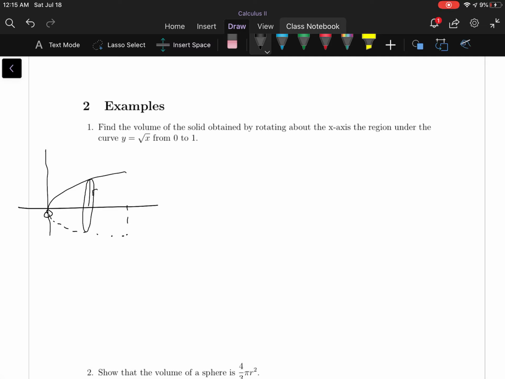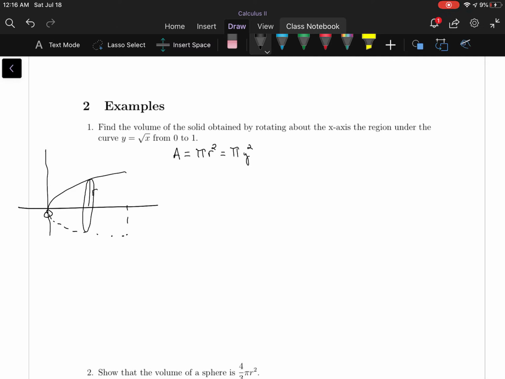But in general, each disk is going to have an area of pi r squared, because that's the area of a circle. Now r is in the y direction. It's going up, down. So that means this is pi y squared. So this is the thought process. I first start with the area of the shape. I figure out, does r, the radius, correspond to y, or does it correspond to x? And I plug that in.